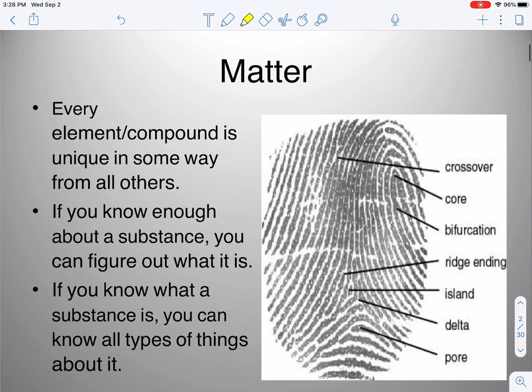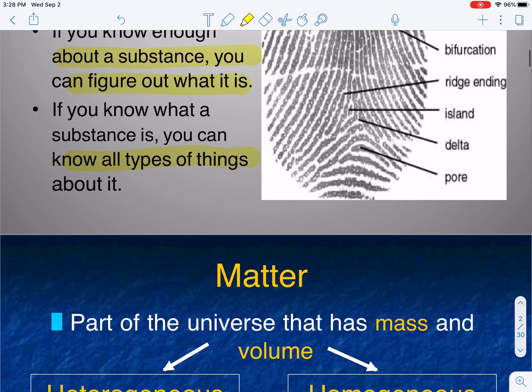So matter is unique, and in fact every element or compound is unique in some way from others, and so we can get to understand the substance a little better by figuring out what's in it, what information we have about it. And if we know what a substance is, you'll get to learn all sorts of things about it, and specifically types of properties. Just like you are unique with your fingerprint, so is the matter that's around us. And in chemistry, we study this matter and try to determine what the matter is made out of, and we look at the energy that is lost or gained with this matter.